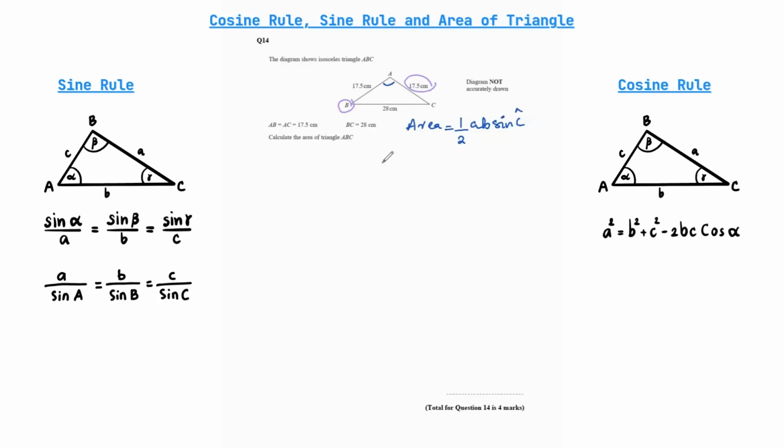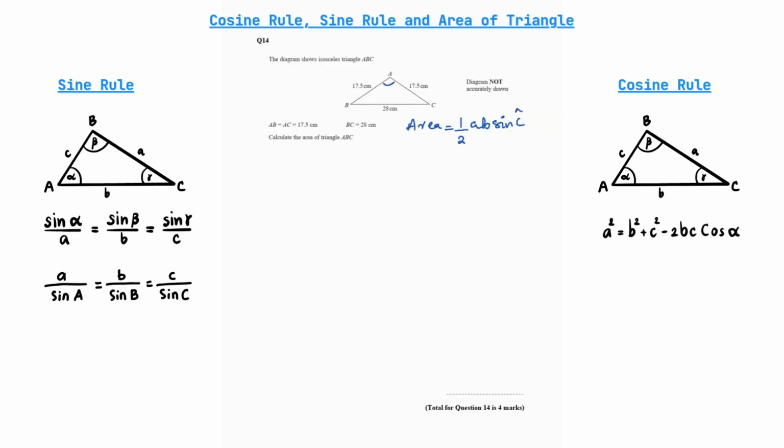SOHCAHTOA is also out of the question because we don't have any of the angles and we don't even have the height of the triangle. If we had the height, then we could have used that to find the angle. Since we don't, SOHCAHTOA is also out of our options. And similarly, Pythagoras as well, because Pythagoras is only used to find missing lengths, not the angle. So what we can do is use cosine rule.